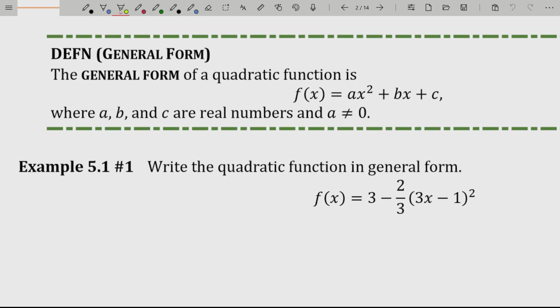Probably the easiest way to remember that you're dealing with the general form of a polynomial is that there are no parentheses or grouping symbols involved. So it's completely distributed out. That is the general form.